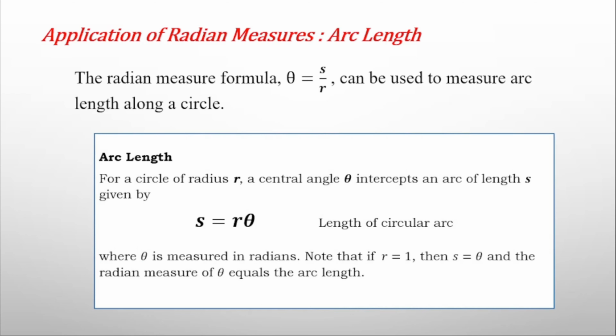For a circle of radius r, a central angle theta intercepts an arc of length s, which is the intercepted arc, given by s, or the intercepted arc, is equal to the radius times the central angle, or the theta. And this is now the formula in finding the length of the circular arc, where theta is measured in radians. Note that if r is equal to 1, then s is equal to theta, and the radian measure of theta equals the arc length.